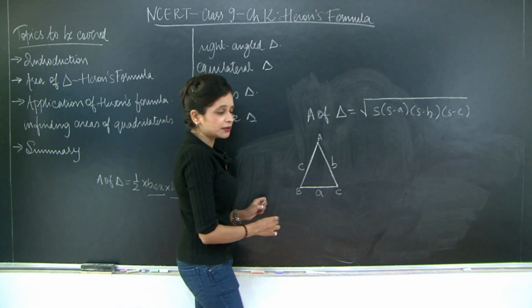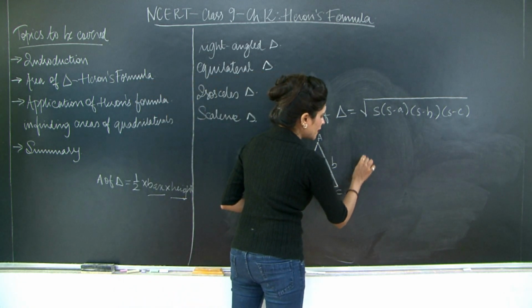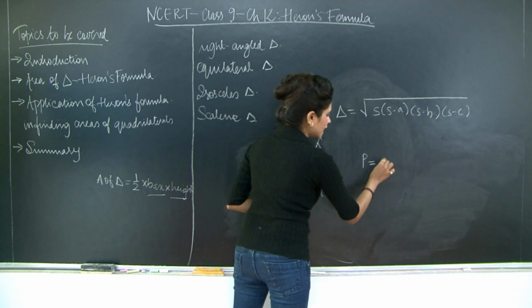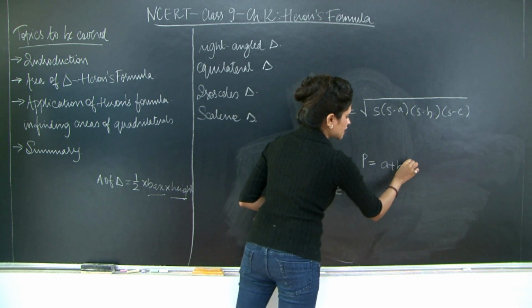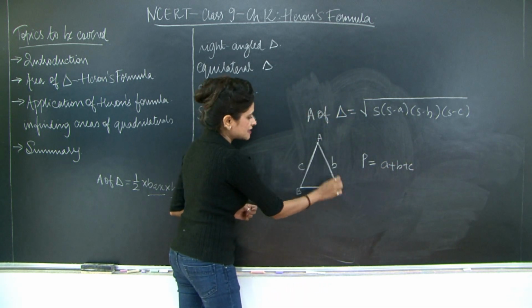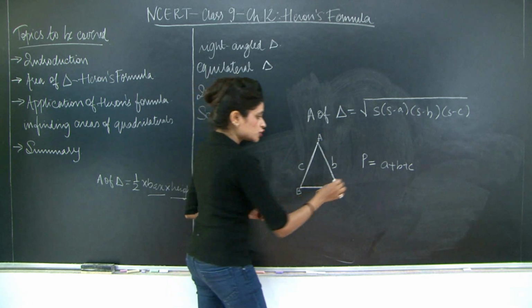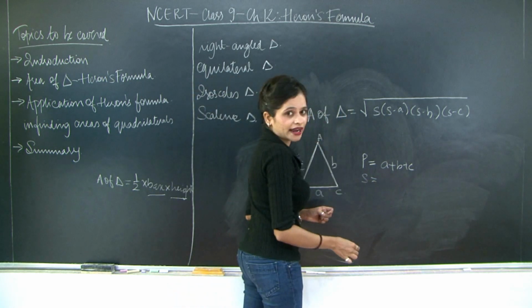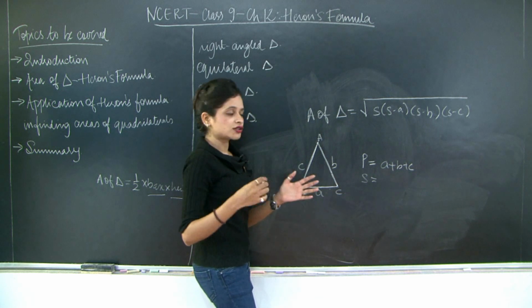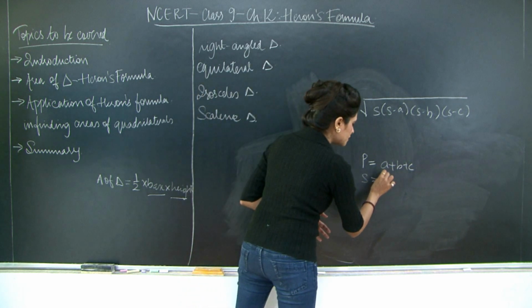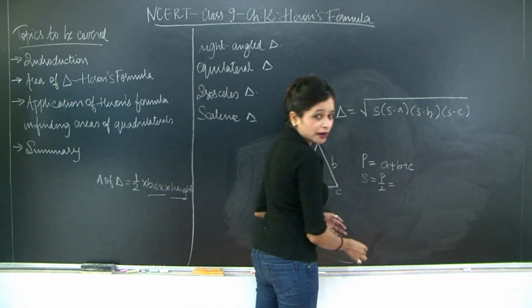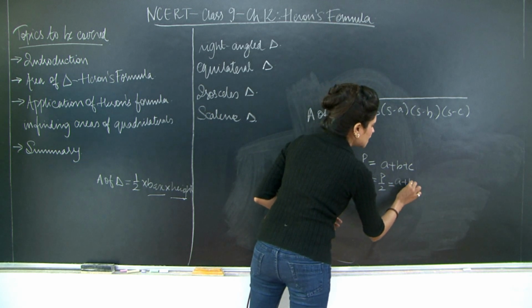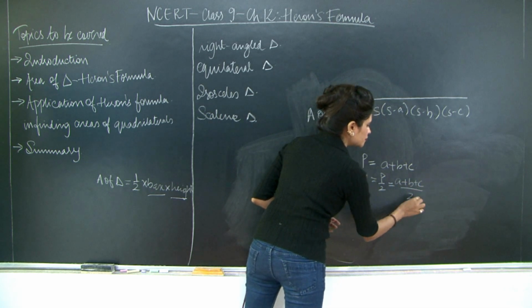So semi-perimeter would be what? First of all, perimeter is what? A plus B plus C, right? Because side A plus side B plus side C. So the semi-perimeter is given by, semi means half. So semi-perimeter would be half of the perimeter, which is P by 2, which is nothing but A plus B plus C by 2.